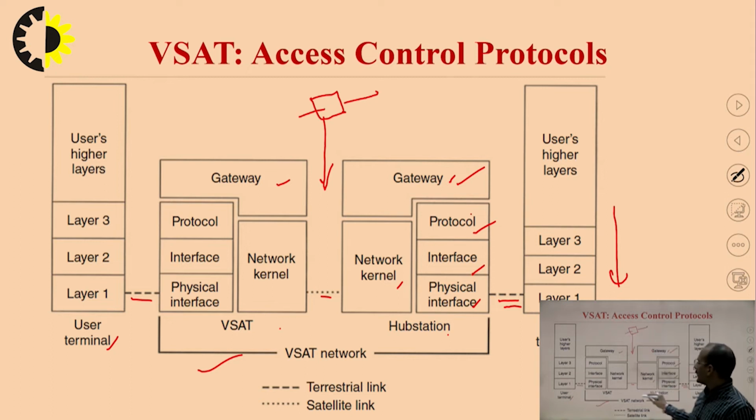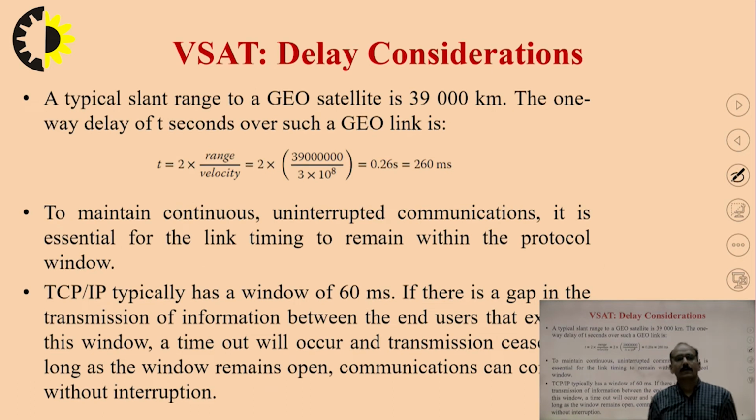So that data is going to the satellite, and the satellite data is again accessed by the VSAT and given to another user by using the same protocol layers. So this is the VSAT access control protocol. Then the main consideration comes into the picture.